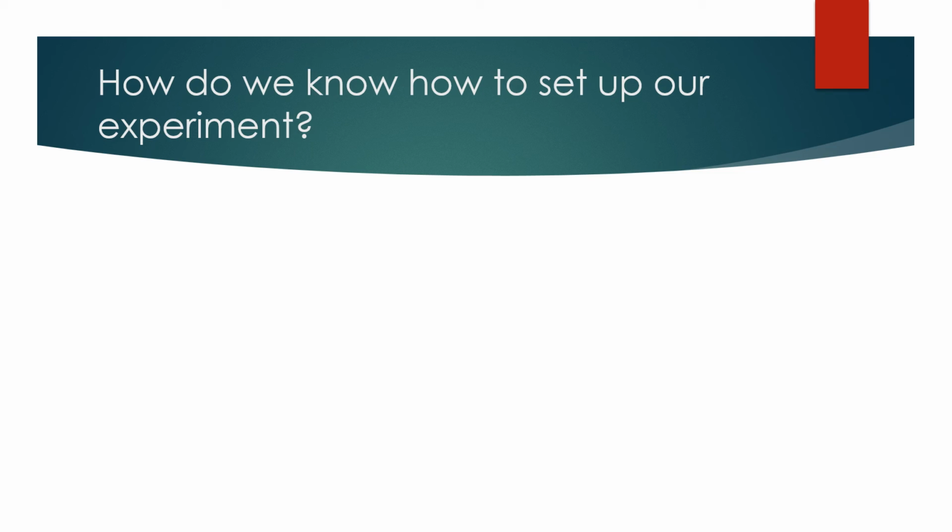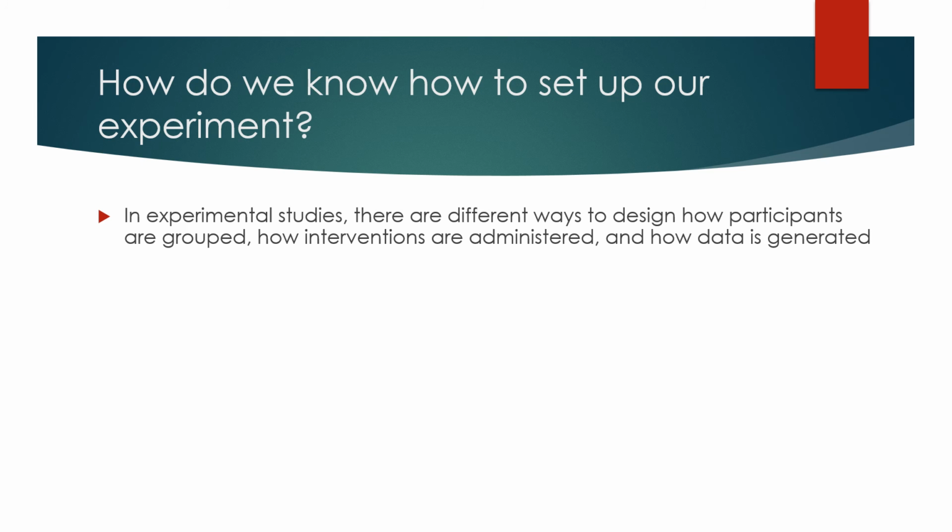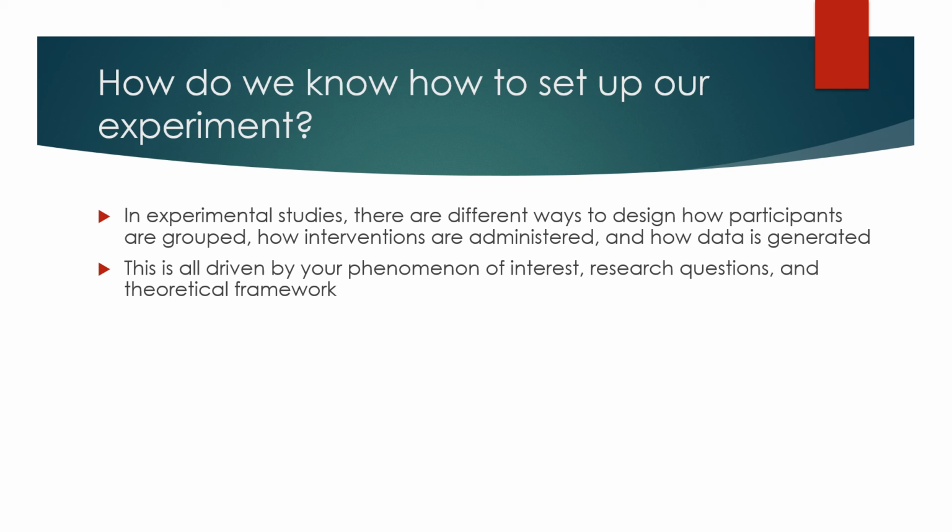So when it comes to designing an experiment, there are many ways that you could go about it depending on what you're doing. So how do you know what kind of setup to use? In experimental studies, it depends on what you're doing. There are different ways to group your participants. It depends on how you administer your interventions and how you're generating data from your participants. And that's all driven by your phenomenon of interest, your research questions, and your theoretical framework in terms of what decisions you should be making in terms of your design.